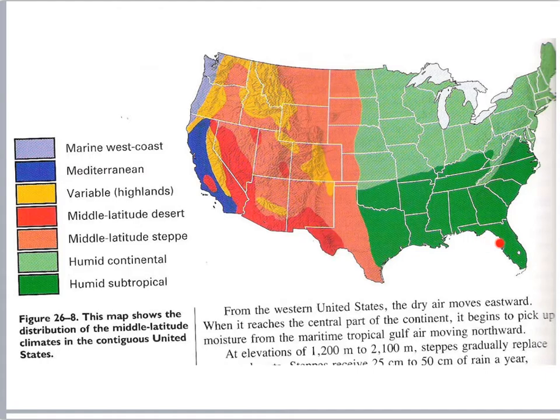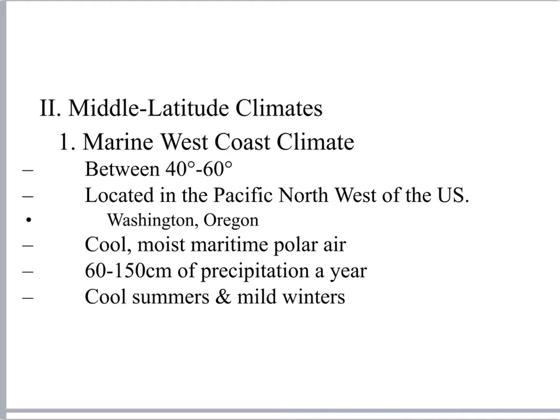If you go farther to the south, we have this more warm maritime tropical air mass coming up, so this is going to be typically more humid than the northern half of the United States. So the marine west coast is between 40 and 60 degree latitude. This would be like Washington, Oregon State. And again, it has that cool, misty maritime polar air mass coming off of the ocean, the North Pacific Ocean.